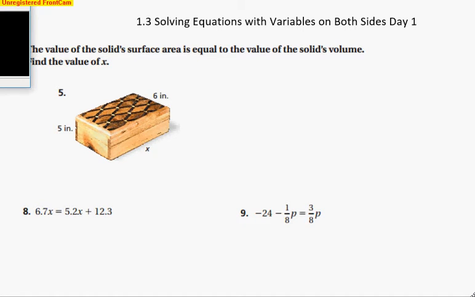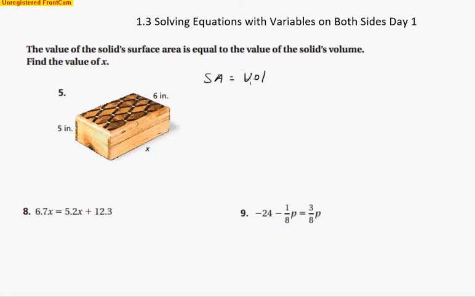This is the lesson for Chapter 1, Section 3, titled Solving Equations with Variables on Both Sides, Day Number 1. So on our first problem here, what we're trying to do is find the value of x. It says that the value of the solid's surface area is equal to the value of the solid's volume. So what we need to do is set up an equation. And so the first thing is to find the surface area.